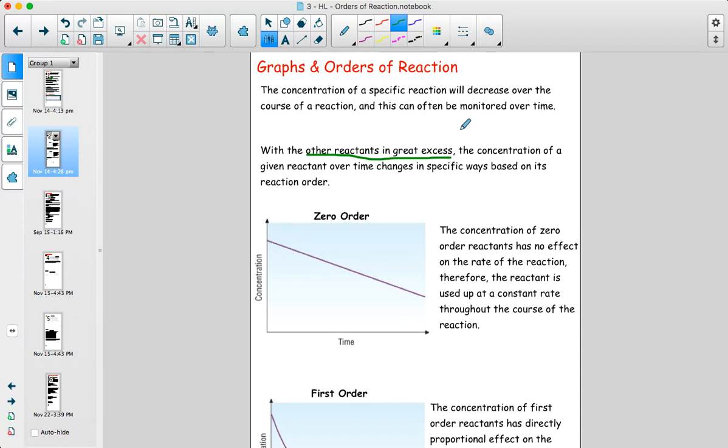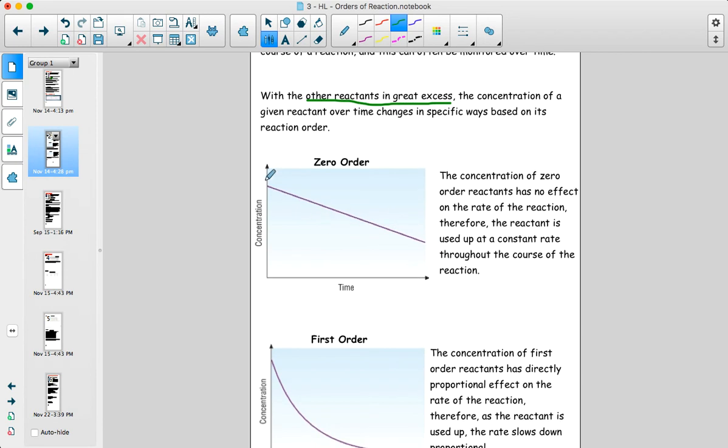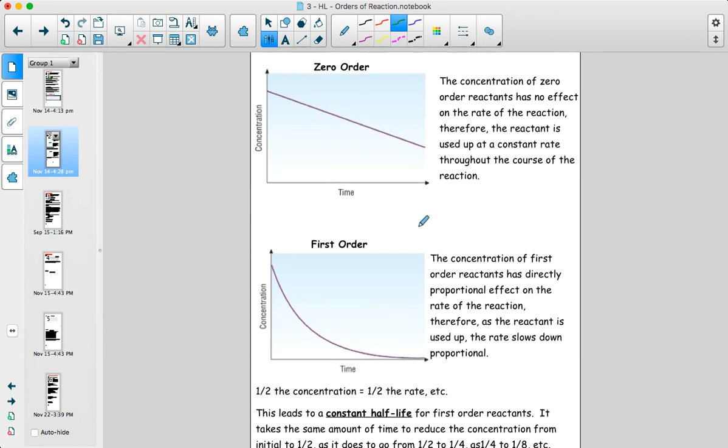So what happens to a particular reactant's concentration over time in a reaction? Well, if a reactant is zero order, that means it has no effect on the rate of the reaction. So it gets used up at a steady rate, assuming those other reactants have a constant concentration. So zero order reactants just get used up at this steady constant rate over time.